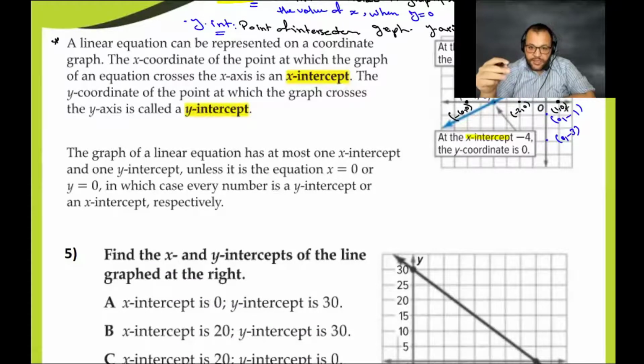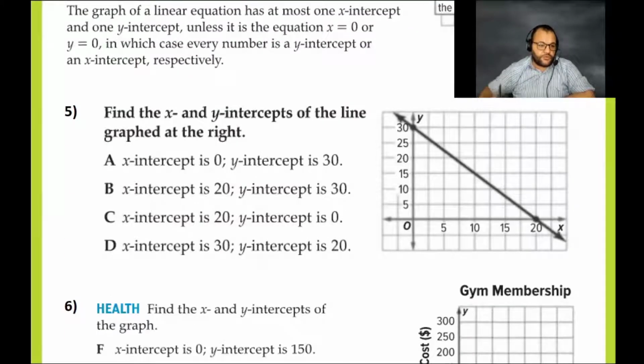For the x-intercept, the definition, you have to memorize it. There is no way. X-intercept is the point of intersection between the line and the x-axis. At this point, y will be equal to 0. Y-intercept is the point of intersection between the line or the graph and the y-axis. At this point, x equals 0. That's all you have to do.